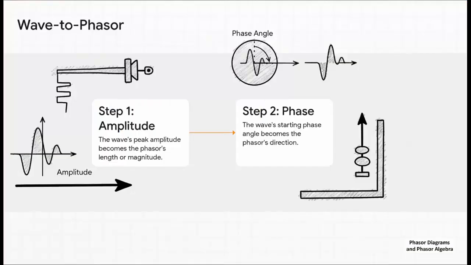The process is just beautifully simple. It's 2 steps. First, you take the peak value of the wave, its amplitude, and that becomes the length or the magnitude of your arrow. So a bigger wave is just a longer arrow. Simple. Second, you look at where the wave starts in its cycle. That's its phase. This becomes the direction your arrow is pointing. That's it. It's a direct one-to-one translation.